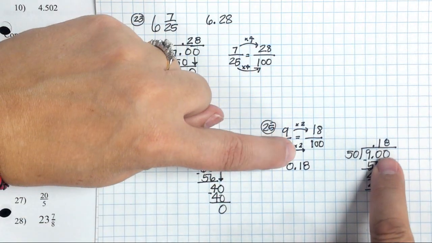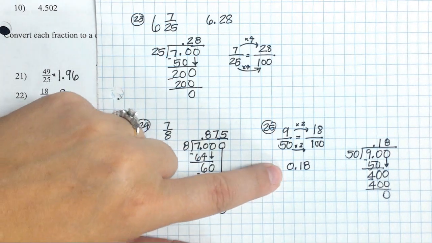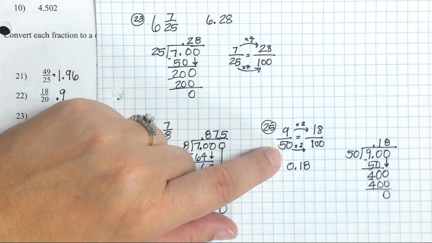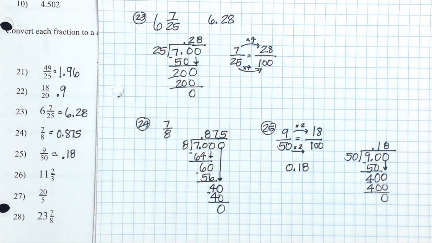See how you're getting the same answer? Either way will work. If you divide every single time, it will work every single time. Okay, the only time this shortcut will work is when you can make your denominator 10, 100, or 1,000. Okay? Any questions on these so far? You guys were awesome.